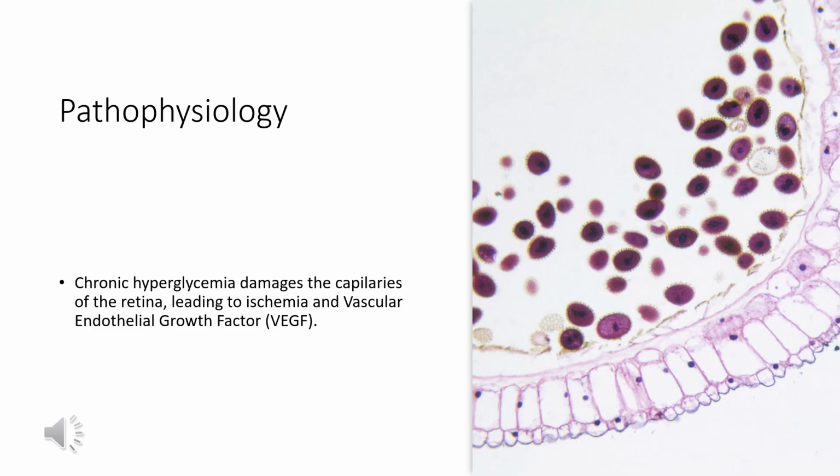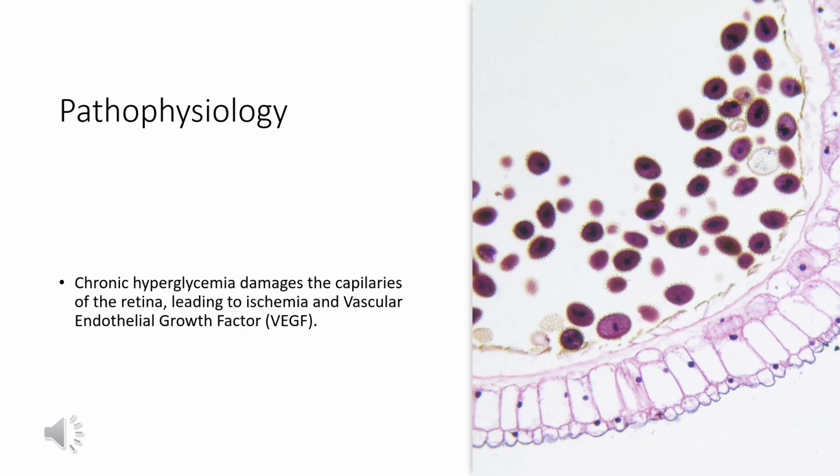Now, let's dive into the pathophysiology. The development of diabetic retinopathy is primarily driven by chronic hyperglycemia. Elevated blood glucose activates several harmful metabolic pathways, which include the polyol pathway, formation of advanced glycation end products, and the activation of protein kinase C.